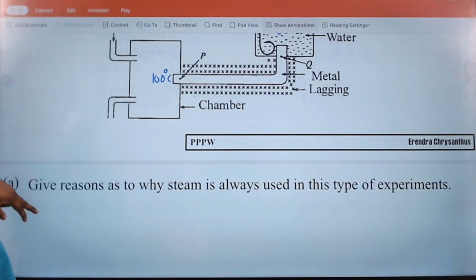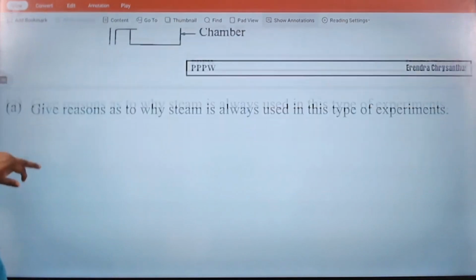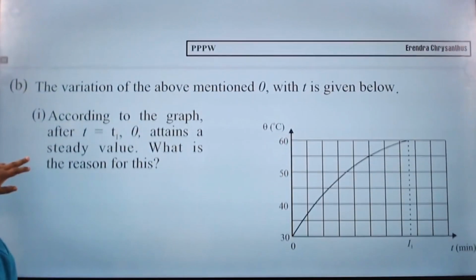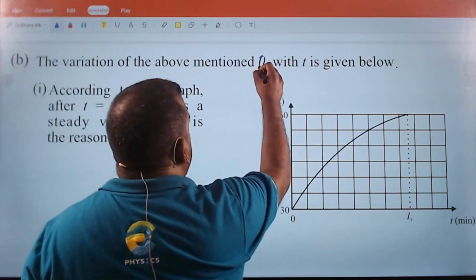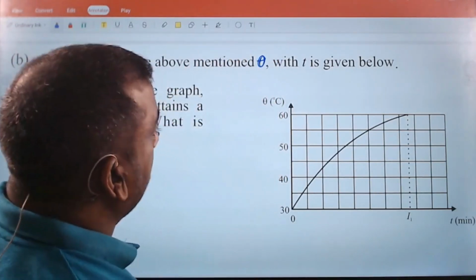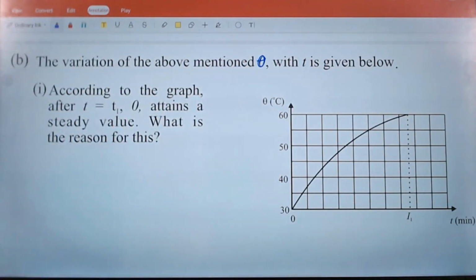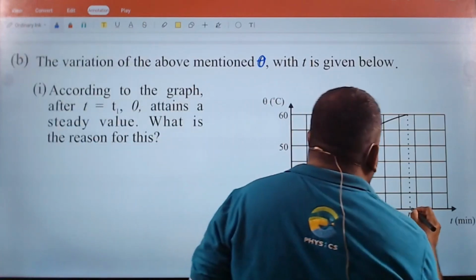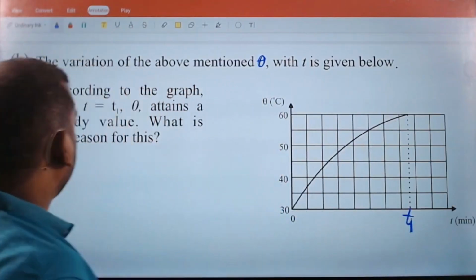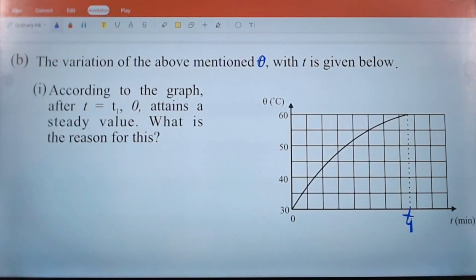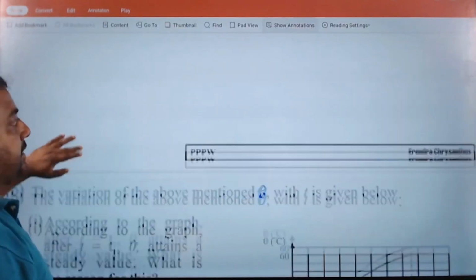1 degree Celsius at 100 degrees Celsius for a longer time. Right. The variation of the above mentioned temperature with time is given below. According to the graph, after T equals T1, here T1, it attains a steady value. What is the reason for this? Why has it attained a steady value?